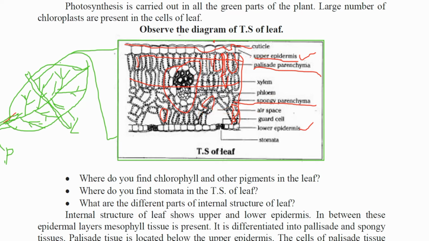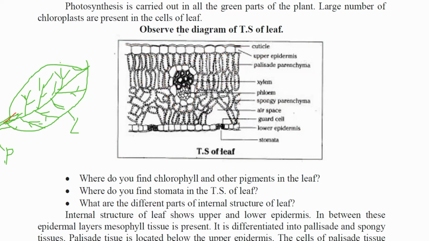Mesophyll consists of two types of tissues: palisade parenchyma and spongy parenchyma. Palisade parenchyma is present below the upper epidermis, and its cells are elongated and compactly arranged, with more chloroplasts. The cells above the lower epidermis are called spongy parenchyma. These cells are arranged loosely, have spaces, and have fewer chloroplasts, so the rate of photosynthesis is less. Both together are called mesophyll.